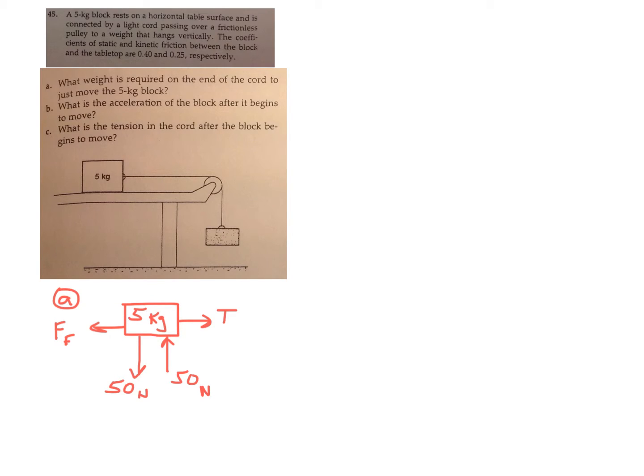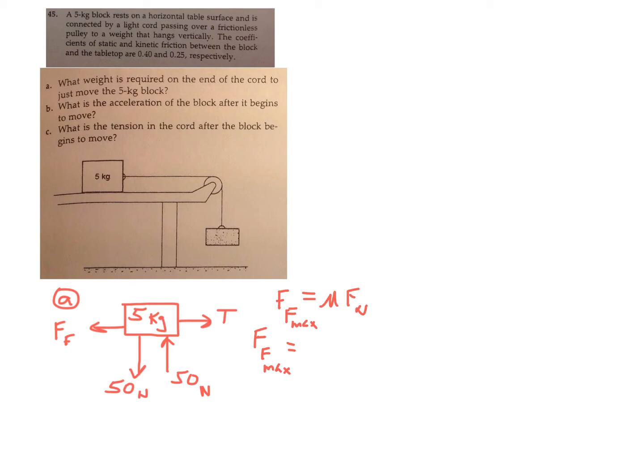It says what weight is required at the end of the cord in part A here to get this 5 kilogram mass to move. Well, that basically involves figuring out the maximum frictional force and then exceeding the maximum frictional force with our pulling force T. So let's figure out the maximum friction force. Friction force static, its maximum value is when it equals the static frictional coefficient times the normal force, F sub n.